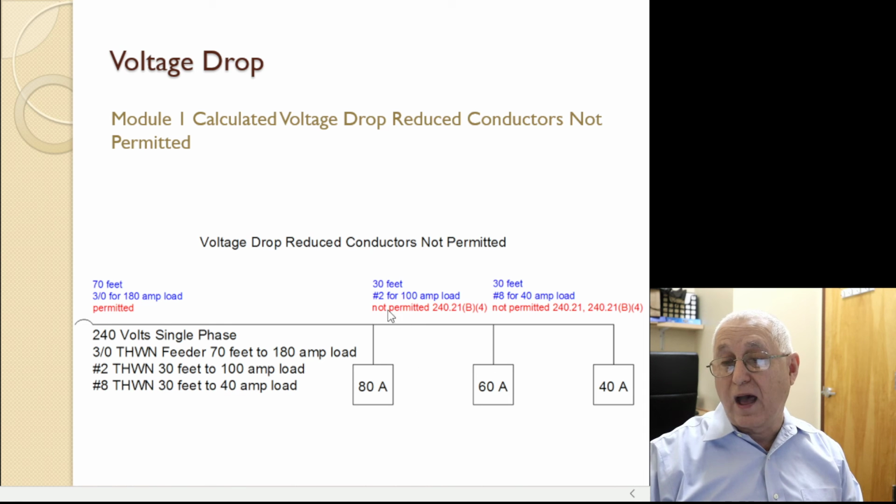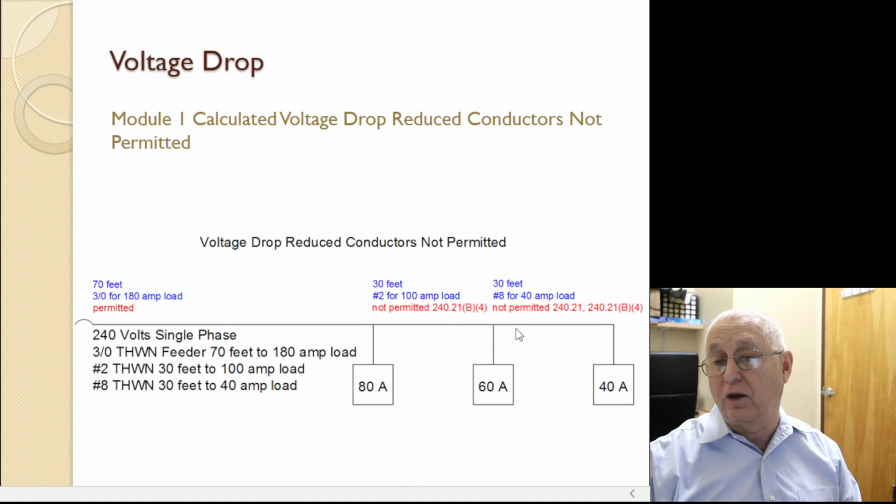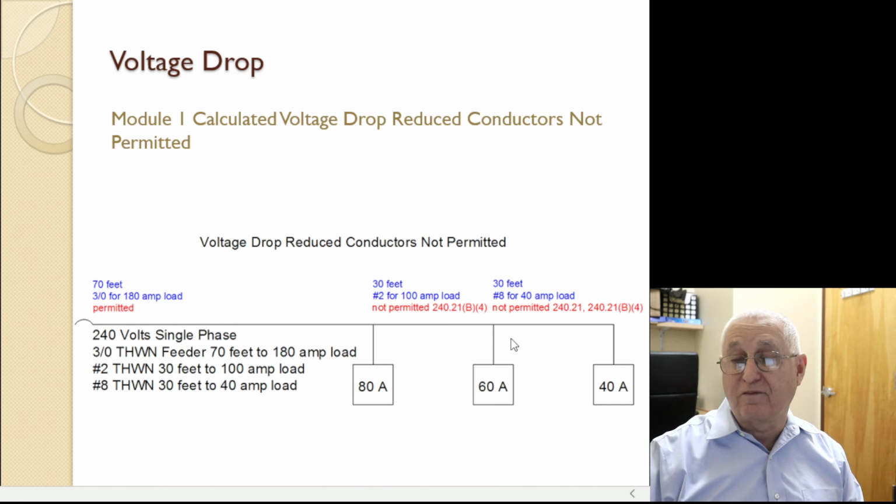However, this is not permitted on this one because 240.21(B)(4) tells us that if it's over 25 feet and it's not an industrial high bay, we would not be allowed to make this tap with that conductor. Over here, this is even worse, because this is over 25 feet, so we're not permitted, but we're also not permitted because when we tap the 60 amp off the 80 amp, the 3-aught conductor here is a tap. We're not permitted to take a tap off a tap, so that's another violation of code.